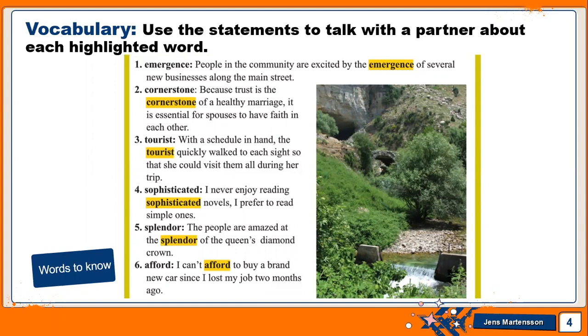The second vocabulary word is cornerstone. Because trust is the cornerstone of a healthy marriage, it is essential for spouses to have faith in each other. So as you can see in the context of this sentence, they're talking about something essential, something very important for the healthy marriage. So trust is a cornerstone for a healthy marriage.